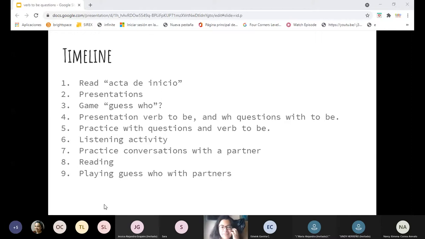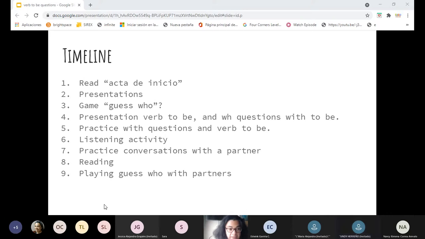Y si veo una palabra en inglés y no sé qué significa, ¿qué le decimos a la profe? ¿Qué le preguntamos? What's the meaning of? Good. What's the meaning of? Great. Y si quiero saber cómo se escribe una palabra, la profe me dijo la palabra, pero ni idea cómo se escribe, ¿qué le digo? How do you spell that? Yeah. How do you spell that?